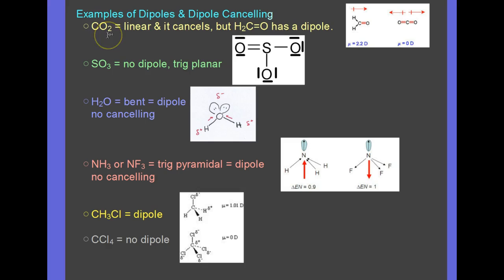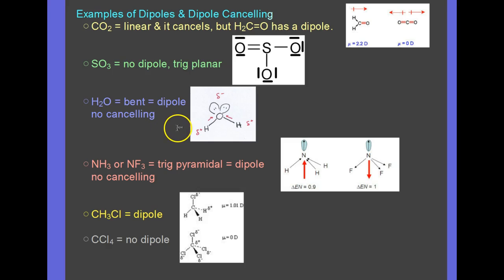CO2, carbon dioxide, is linear. It's way over here, and it cancels that pole, so it doesn't have a dipole. But this one, H2CO, has a dipole. It doesn't cancel out the way the electrons are pulled. It has a negative part and a positive part. SO3 is trigonal planar, and you get no dipole because it all cancels out. It doesn't look like it would, but it cancels out. Just move on and accept it.